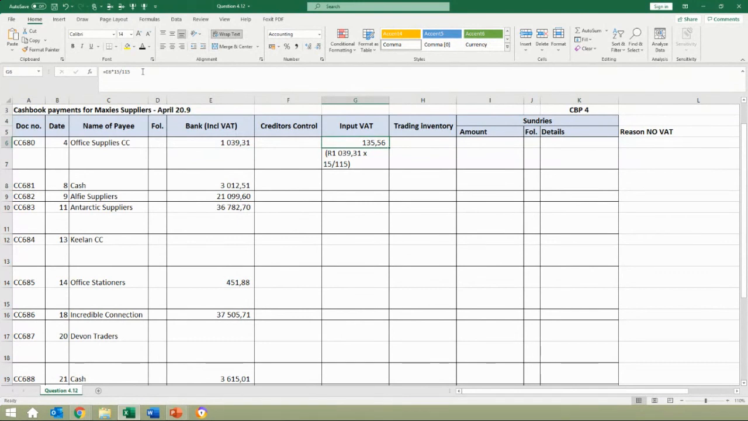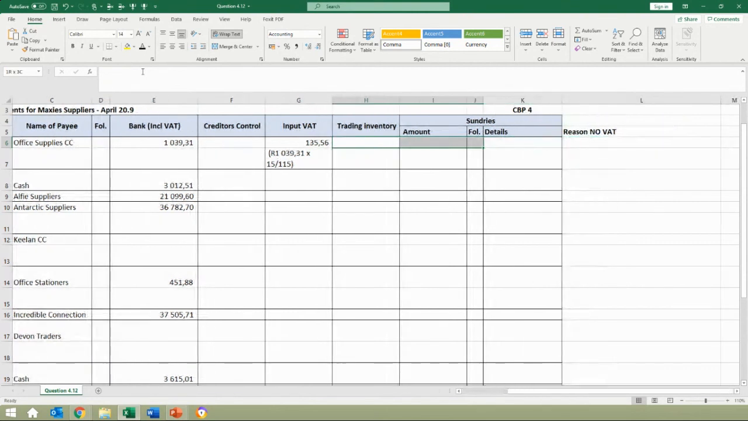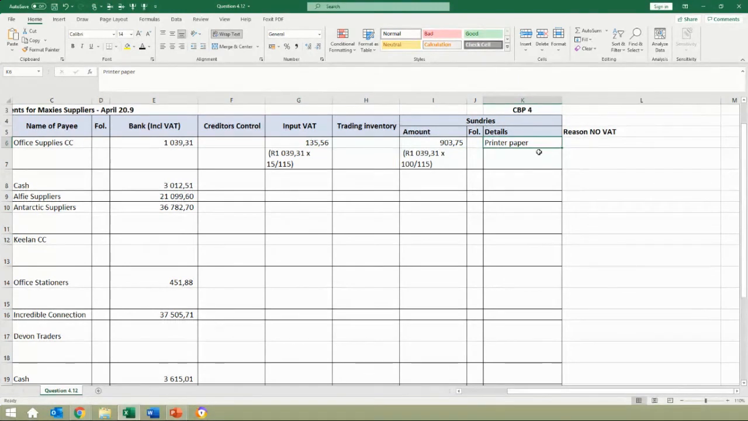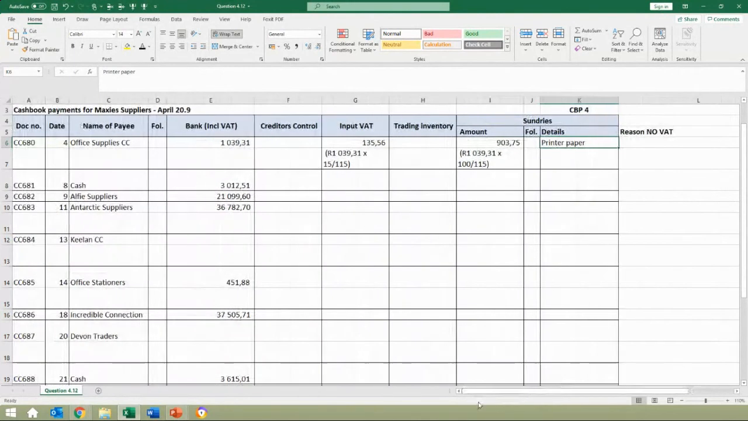Now then, to get to the printing paper, we just take what was in the bank and we subtract the VAT that we have claimed, so input VAT, and then we get to the 933. Or alternatively, you could take the bank amount multiplied with 100 over 115 and you would get to the same thing. Now, instead of consumables in this question, we would have taken it to printer paper because that is the name they have given us in our question.